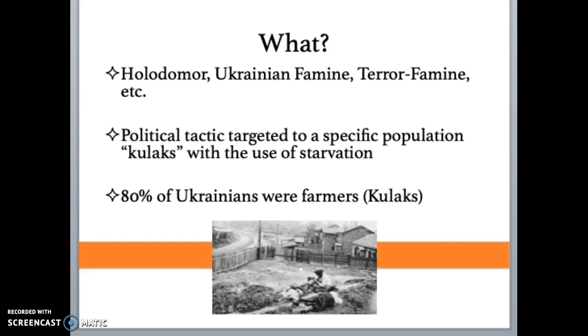So the event of the Ukrainian famine goes by many names, which include terror famine, Holodomor, and many others. It is interesting to note that Holodomor means death by famine, and famine, for those of you that don't know, means starvation. This was a political tactic targeting the kulaks. The Soviet Union, under the rule of Joseph Stalin, whom we will talk about in the slides to come, wanted to upgrade the Soviet Union and impose many things on the people of Ukraine. 80% of the Ukrainians were farmers. And one of the things that Stalin implemented by force was the concept of collective farming.